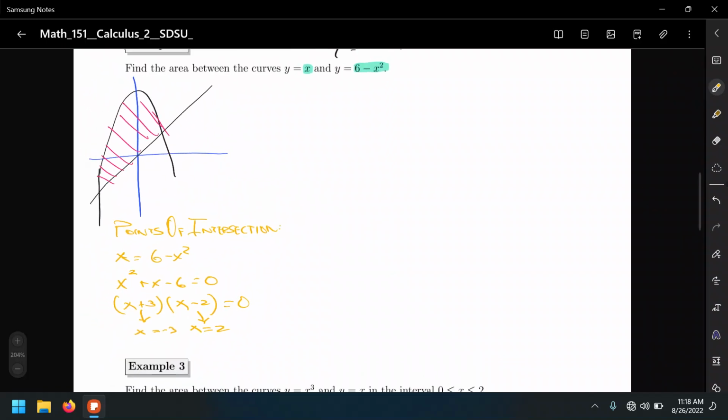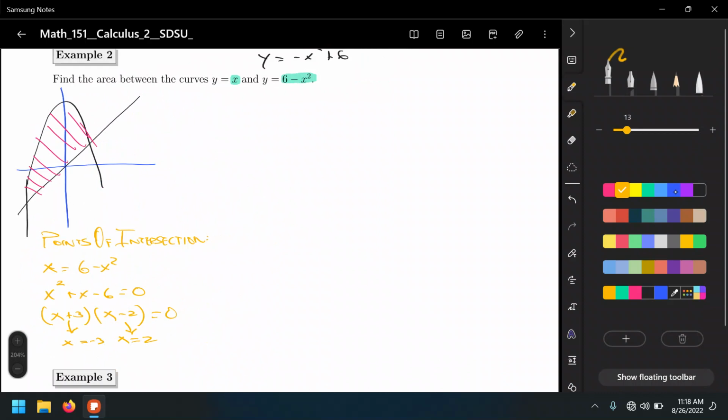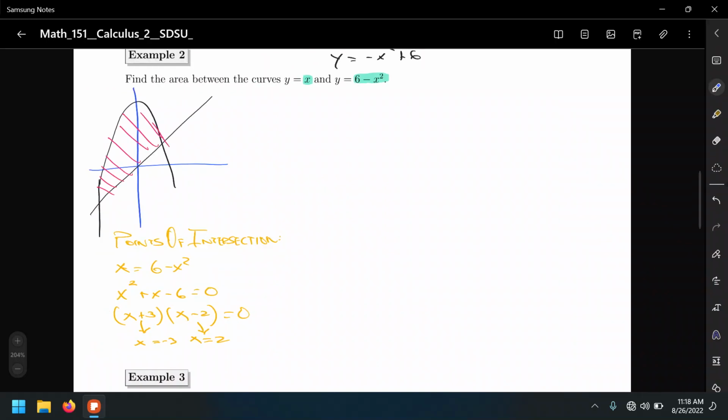After doing this algebra, we may go back to the calculus part of the problem, which is the setup of the integral. So area equals the integral from a to b of top minus bottom, that is f of x minus g of x, with respect to x. Again, from the picture, which function is the top one? The parabola, and the limits go from negative 3 to 2, so that's 6 minus x squared, minus the bottom, which is x.